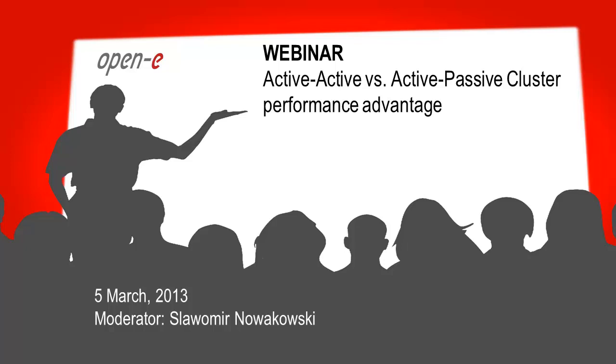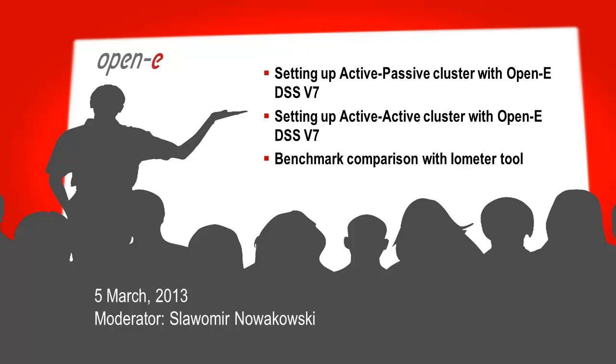I'd like to invite you to the webinar, whose topic is Active-Active versus Active-Passive cluster performance advantage. Today's webinar will be about how to set up an Active-Passive cluster with Open-E DSS V7. Then I will show you how to switch from Active-Passive to Active-Active cluster, and we will discuss performance advantages, and we will check performance with the Iometer tool.